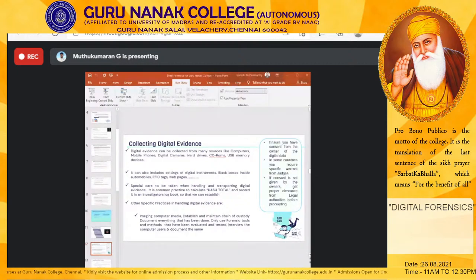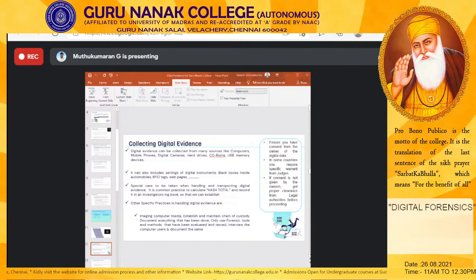The final part of it is going to be analysis. After analysis, you create a report. Create a report in such a way that it is easy to understand and it can be produced as evidence in a court of law. The report can be either a written report or an oral testimony given in the court, or it can be a combination of both. So I know that was more of a theoretical part of digital forensics and the process we need to follow.